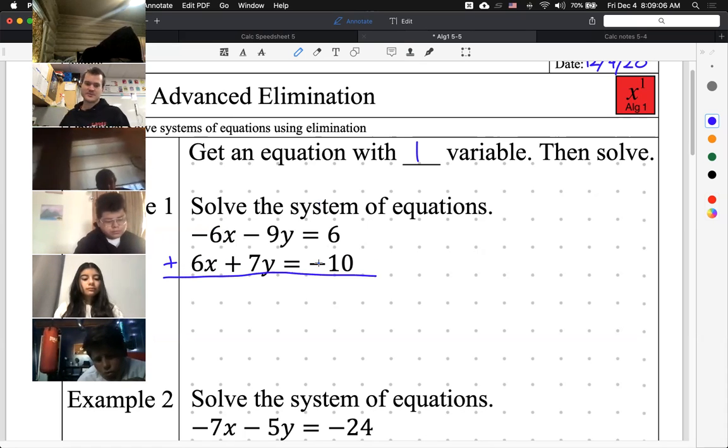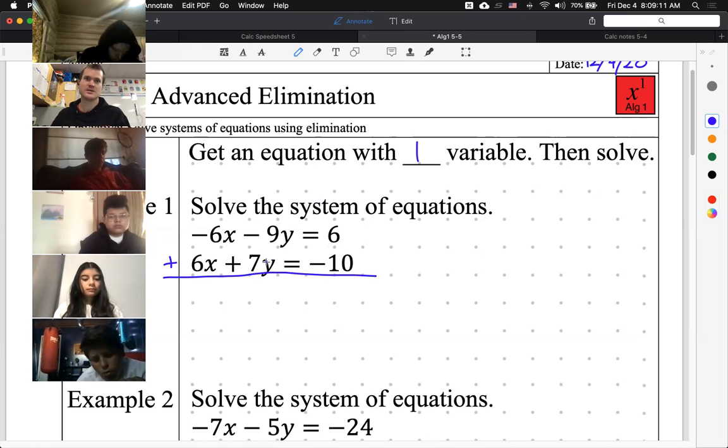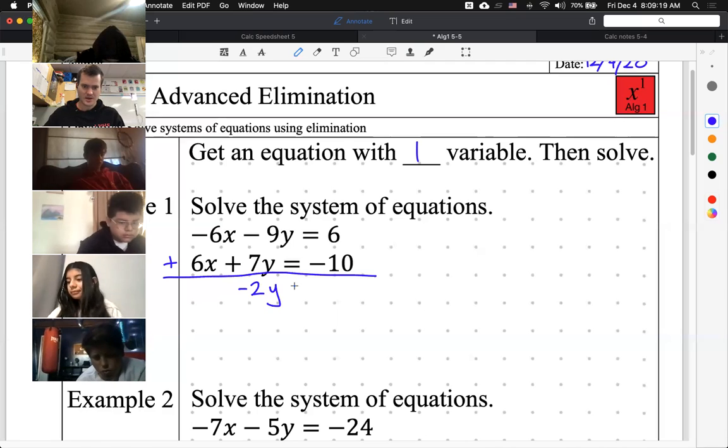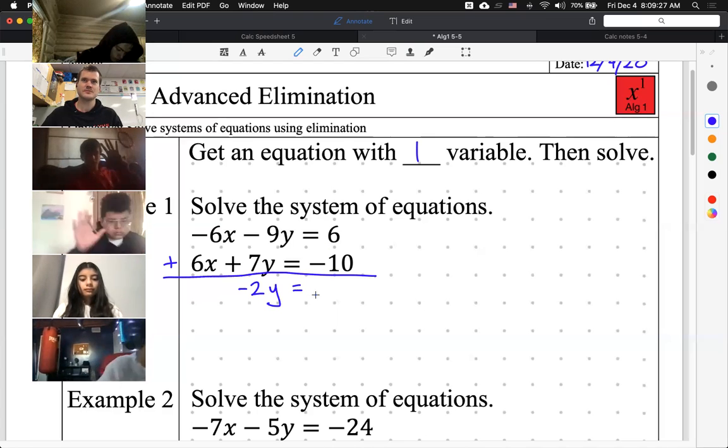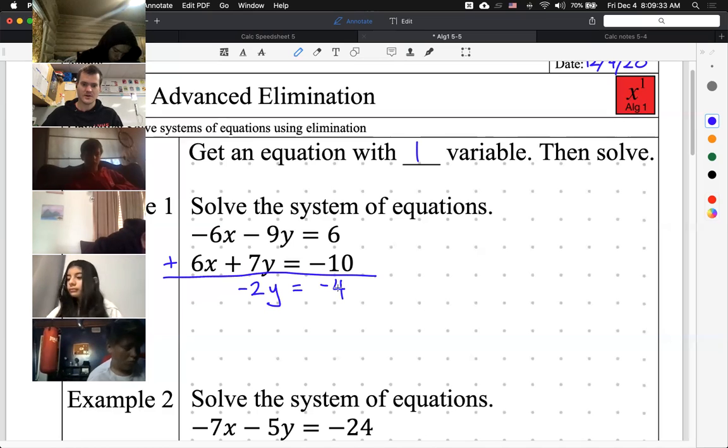Can someone else do that for me? If I have negative 9y plus 7y, what do I get? Go for it, Diego. You'd get negative 2y. Negative 2y. Perfect. And someone else, 6 plus a negative 10. Giorgio? Negative 4. Negative 4. And I'm going to pause here because we've hit our goal.